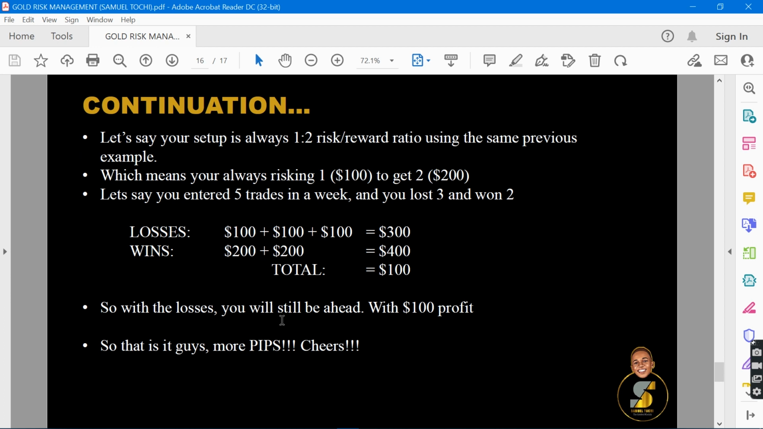Let's do another example. Now let's say your setup is always 1:2 risk reward ratio, using the same previous example, which means you always risk $100 to get $200. You're risking 1 to get 2. Let's say you entered the same 5 trades in a week and you lost 3 and won 2. So you lost 100, 100, 100, which is 300. You won 2, which is 200, 200, because you're risking 1 to get 2. So you risk 100 to get 200. Okay, so you won only 2. That is 400. 400 minus 300 is $100. So you are still up with $100. So with the losses, you are still ahead with $100 profit.